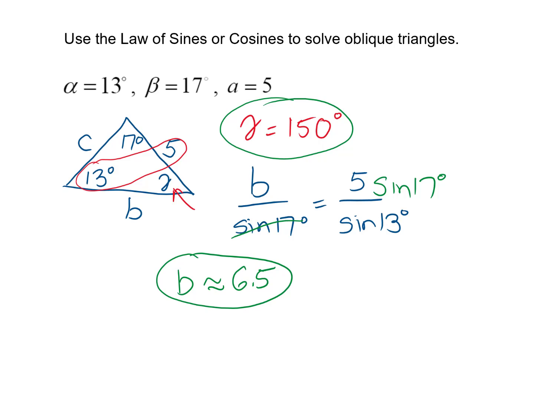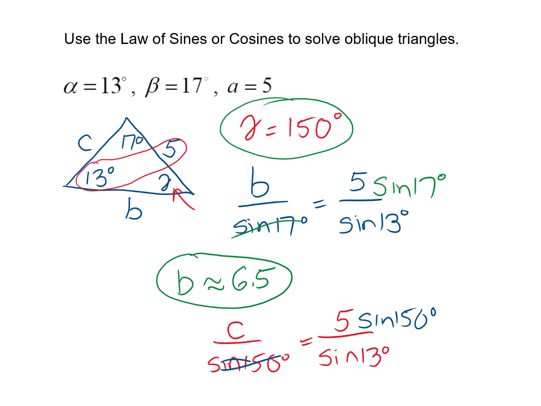So in order to find C, we're going to take C over sine of the angle opposite C, that was 150, and then we're going to use our angle and side opposite pair that we know, so 5 over sine 13 degrees. So now we would just multiply the sine 150 over here and then get out the calculator, and we're going to put in 5 sine 150 divided by sine 13, and to 1 decimal place, C will be 11.1.